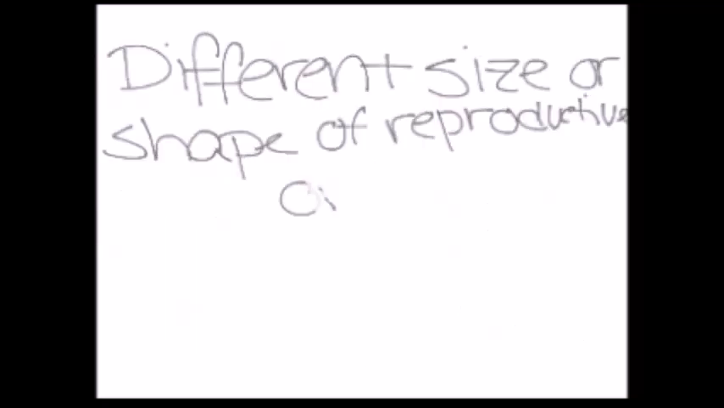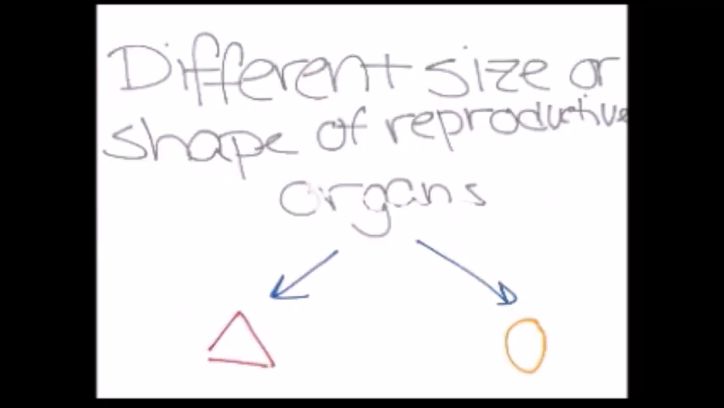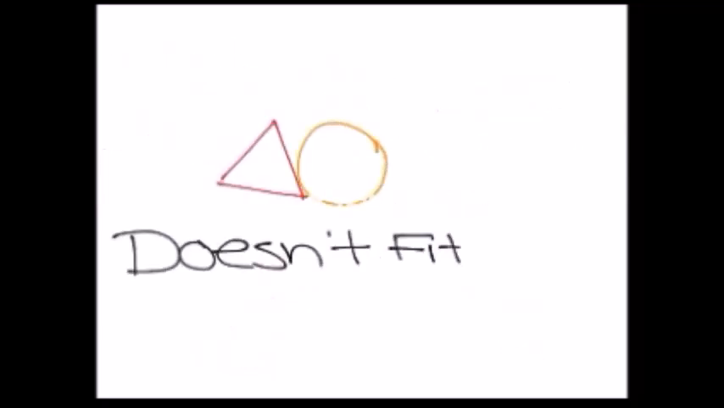Mechanical isolation is a difference in size and shape of reproductive organs, which prevents fertilization because it's not physically possible. For instance, two very different sizes of frogs can't mate because of the different size of reproductive organs.